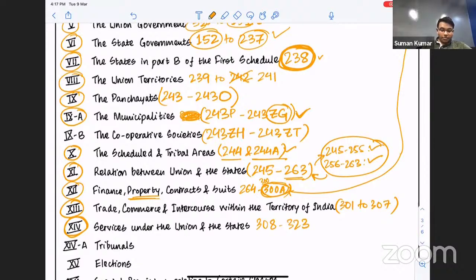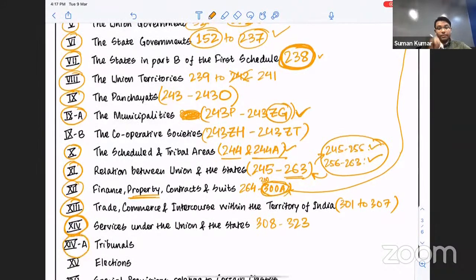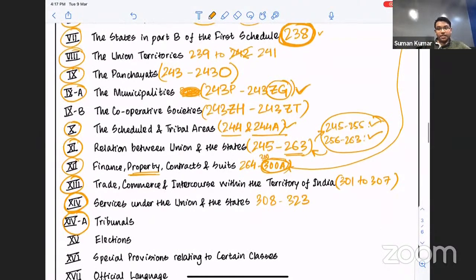That is article 308 to 323. Part 14A, A meaning it was later introduced. After 323 comes 324, which should have come here, to elections, which is exactly how it happened: 324 to 329A. So 323 is over, here we have 324, meaning tribunals are 323A and 323B.